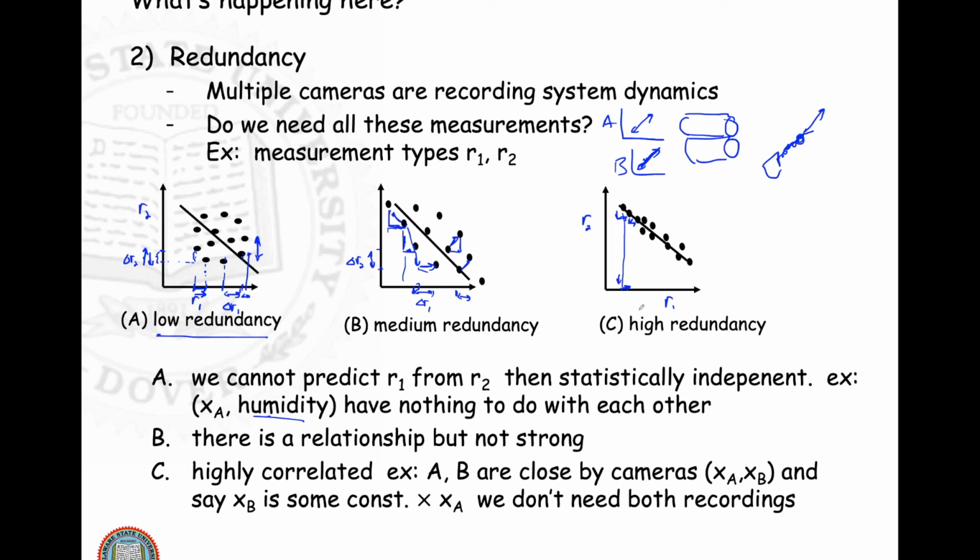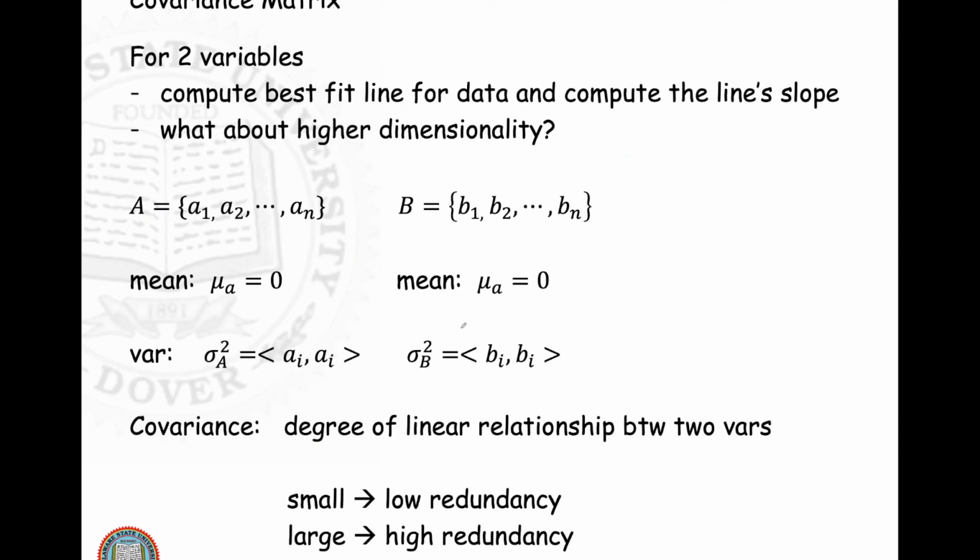And so this is high redundancy, and in the case of high redundancy, you don't need both XA, YA, as well as XB, YB. You can get away with just one of them. You don't need these redundant measurements because they're talking about the same thing. So you don't need both of these recordings. So that's an example of high redundancy.